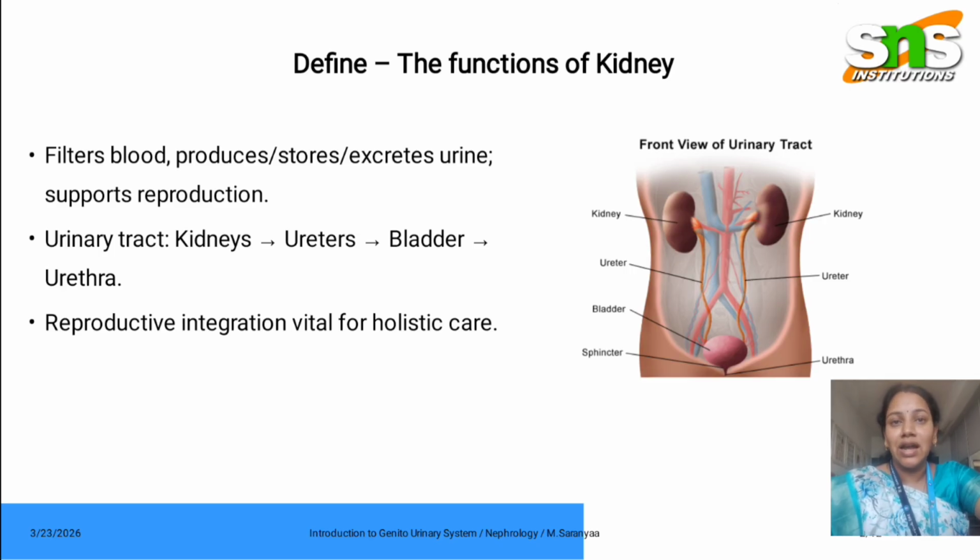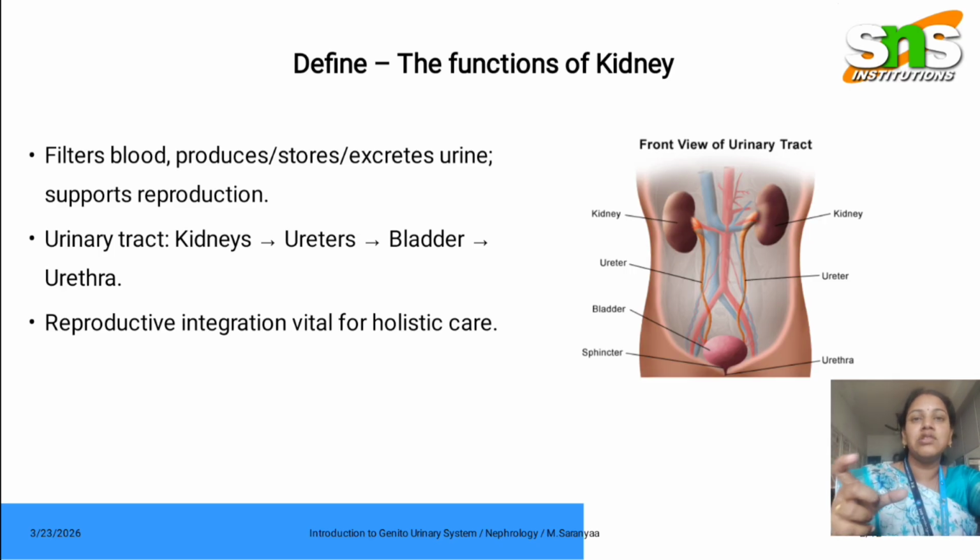And the various parts together are connected to form the urinary tract, where the kidney, ureter, bladder and urethra form the structure you can see in this image. And the reproductive integration is vital for holistic care, and the reproductive organ is also an integrated part along with the urinary bladder and the pelvic region.